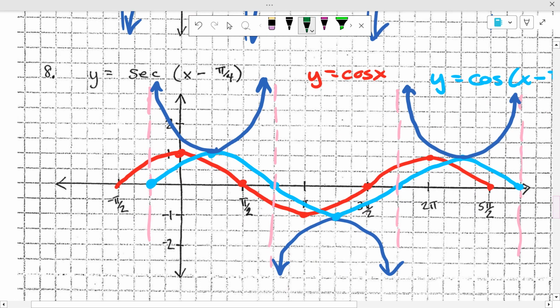All right, secant of x minus pi over 4. So you take cosine of x, graph that. Cosine of x minus pi over 4, slide everything to the right pi over 4. That's a light blue one. And the dark blue one is the secant one. Okay? So you will have to change where your asymptotes were compared to the original secant graph because you're sliding to the right or left. Okay?